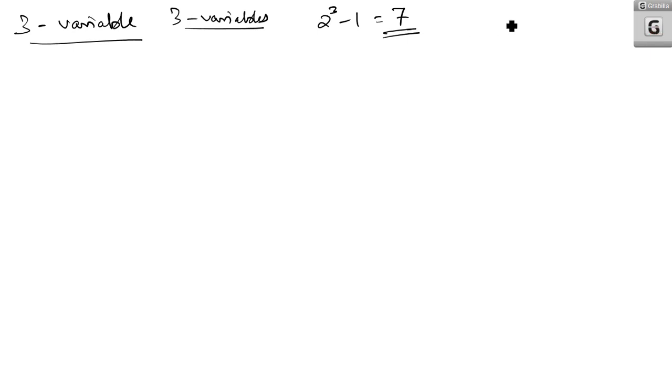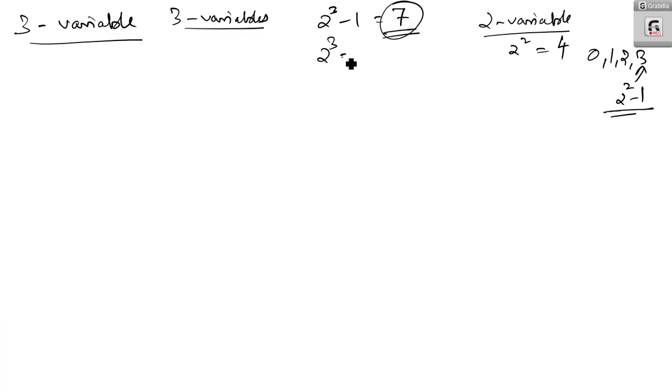If it is a two variable K-map, the possible combinations is 2 square. Sorry, it is 2 square only, not minus 1. You have 4 combinations, that means up to 0, 1, 2, 3, and this 3 is 2 square minus 1. Now, this 7 is, you have 2 cube, 8 combinations, and you should count up to 7.